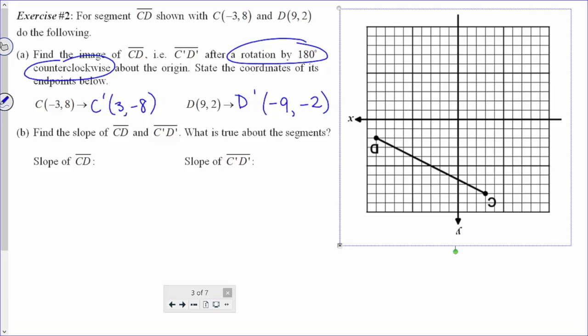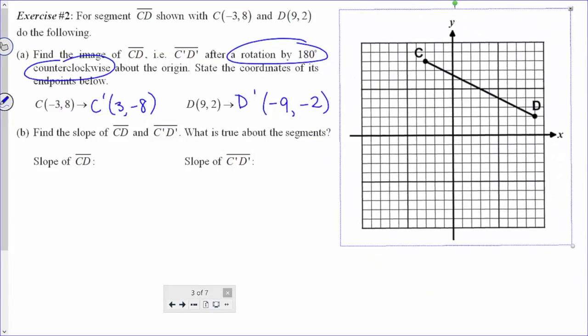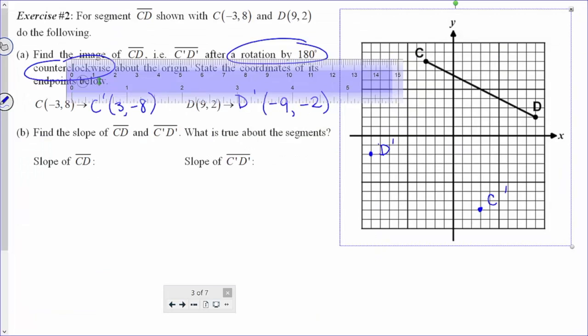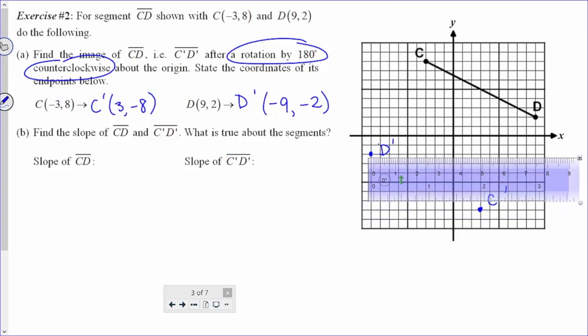Let's actually do the plotting though. We haven't done that yet. In order to do that, I need to rotate my graph paper back up to where it started. Let's now do 3, negative 8 for C prime. And let's do negative 9, negative 2 for D prime. I'm going to exit this really quick again and grab a ruler. All right, and let's draw the line segment.